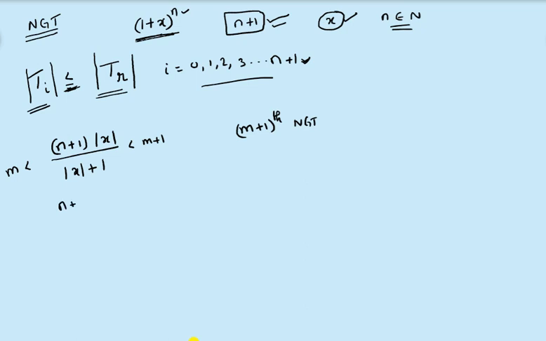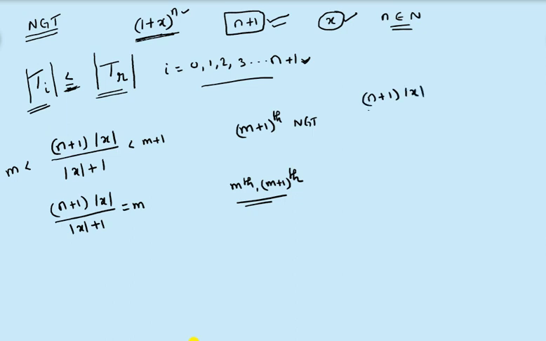Suppose we get this value (n + 1)|x| divided by (|x| + 1) as an exact integer m. Then we can say the mth term and (m + 1)th term are both numerically greatest terms. Suppose I found the value of (n + 1)|x| divided by (|x| + 1) to be 7.79. That means this value lies between 7 and 8, so we can say the 8th term is the numerically greatest term.